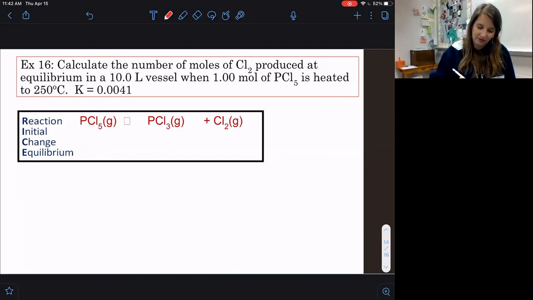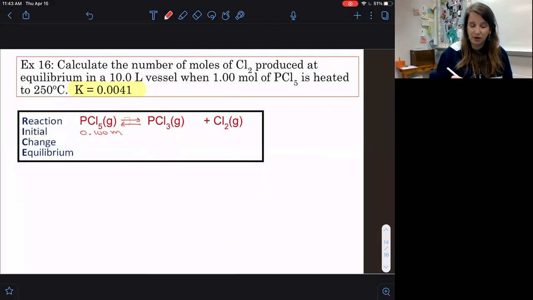So first off, this should be a double arrow here instead of this funky little box. Let me just change this. Now it tells us our K value, 0.0041, and it does not give us equilibrium mixture concentrations. It's giving us how much initially we started with. So first off, we're going to have to find our initial concentration of the PCl5 because we have 1 mole in 10 liters. So we have to do moles divided by liters to get our concentration. So our initial concentration is going to be 0.1.